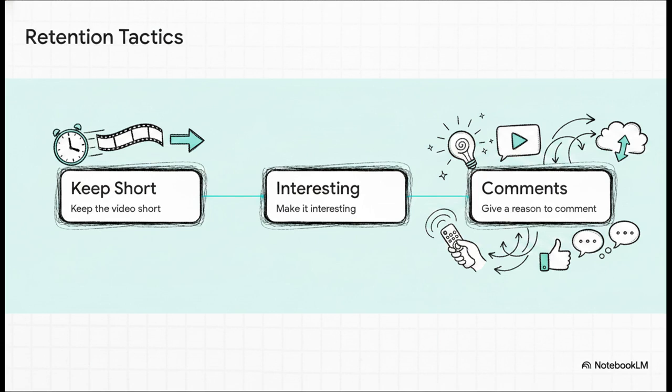Guys, this is the real secret sauce. When viewers drop a comment, the algorithm sees that heavy engagement and thinks, wow, this is incredibly relevant, and then it aggressively pushes your content to a much broader audience. In the world of Facebook reach, comments are essentially the ultimate currency.